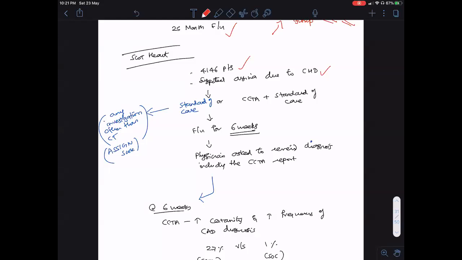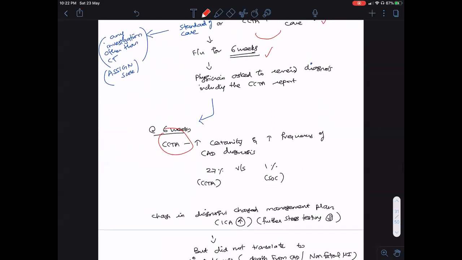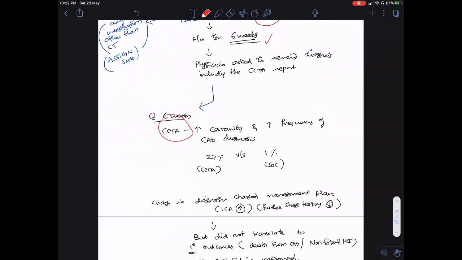The other group were patients who received combined CT and standard of care. These patients were subjected to these tests and followed up for 6 weeks. At 6 weeks, the physicians were asked to review the patients, and this review was done with the CT report in hand. It was found that in patients who underwent a CT, the certainty of CAD diagnosis increased, and when the diagnosis changed, so did the management plan.